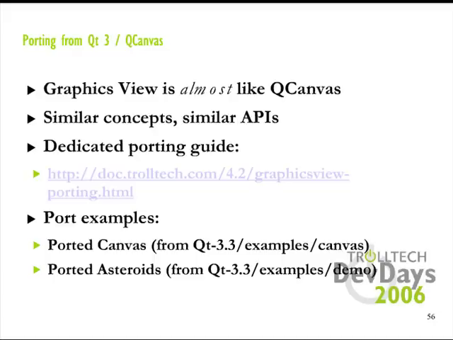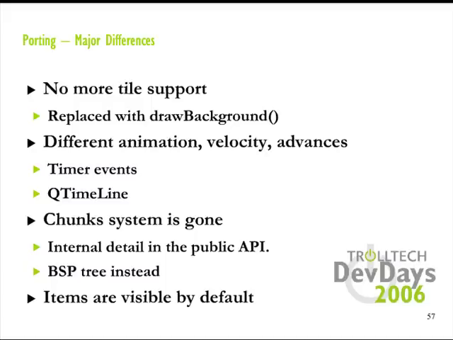So the major differences that you'll notice is that the old QCanvas constructor took a pixmap, which was the background tile. This is now replaced by the draw background. We feel that the draw background function supports much, much more. It's just that you now have to actually explicitly set it or re-implement this function.